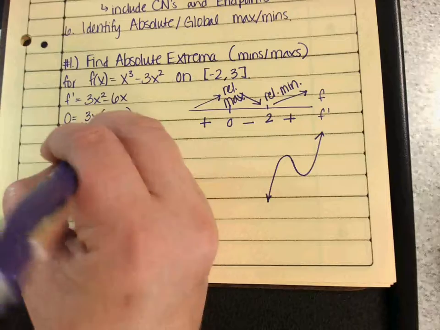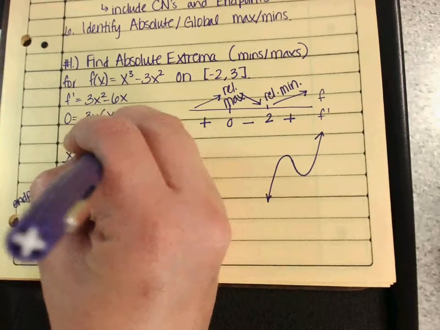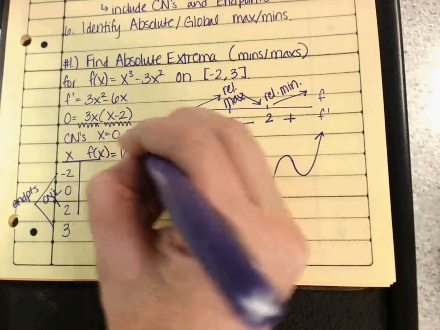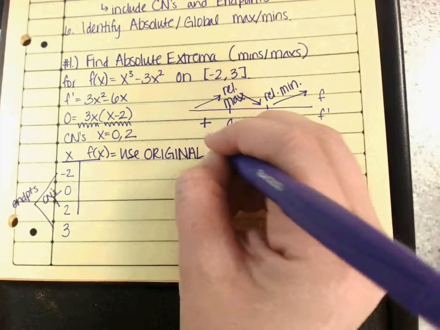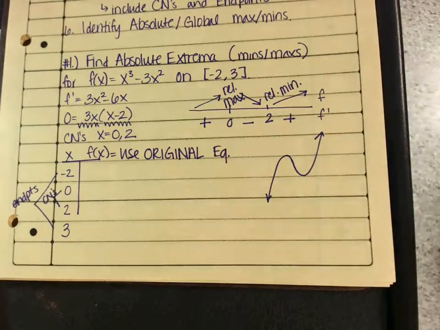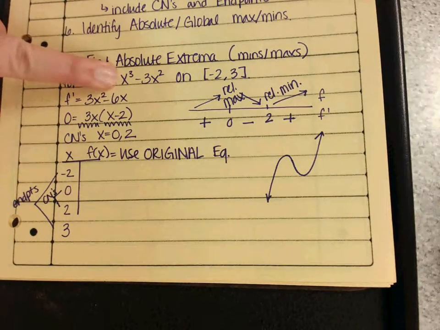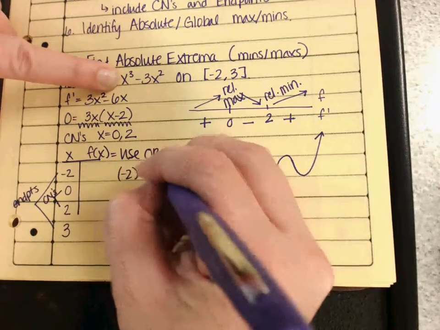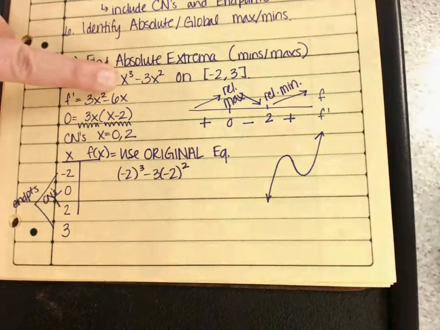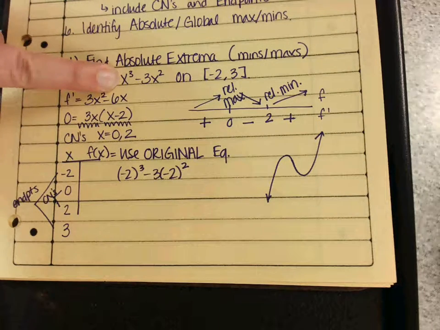Okay, I'm going to put that right here. This is f of x. You're going to use the original, not the derivative, equation, which is right here. So let's plug in -2 first. -2 cubed minus 3 times -2 squared.